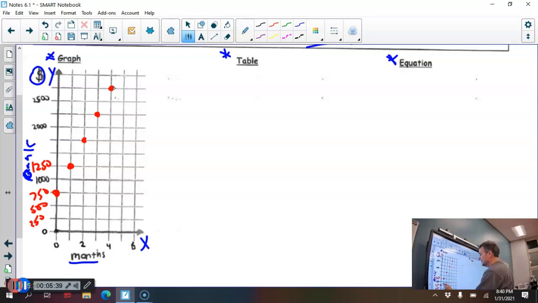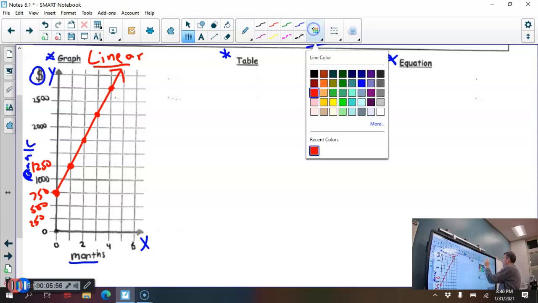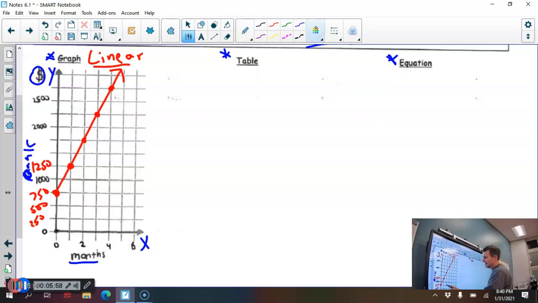And what does it mean to be linear? It means on a graph, it makes a line, right? The word line is right there in the word linear. It means it makes a line, right? If they went up by different amounts each time, like let's say they start at 750 and they put 250 in the bank, and then they put 500 in the bank, and maybe the next month they saved a lot. They saved $750. So that would actually be a curve.